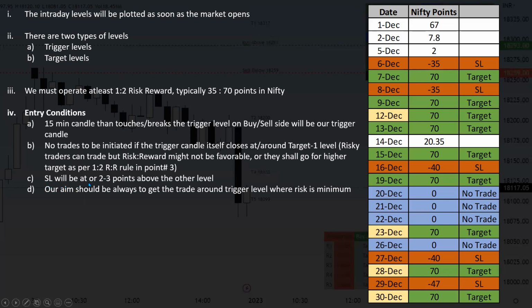SL will be 2 or 3 points above the other level. If you're going short, it's 2-3 points above the buy level. If we are going long, then 2-3 points below the sell level. Our aim should always be to get the trade around the trigger level where the risk is minimum. As I said, as a trader, our only aim should always be to minimize risk.